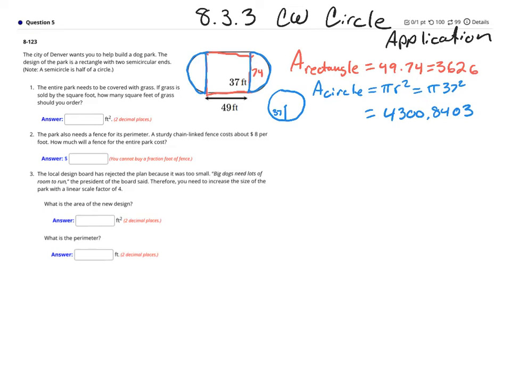The next thing you're going to want to do is add those two together. So I'm going to add the area of the rectangle to the area of the circle, and that will be my total area. So my total area is going to equal 7926.84, and that's what's going to go in here.